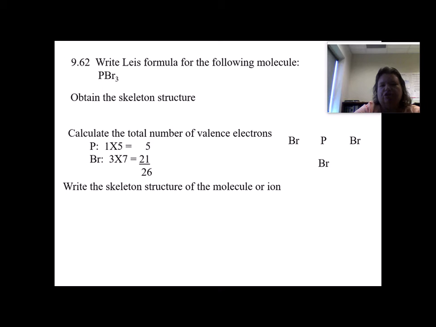Write the skeleton structure of the molecule, so that means I'm drawing bonds. Every time I use a bond, I use up 2 electrons. So I added 6 to bond each bromine to the phosphorus. I used up 6 electrons, which is going to leave me 20 electrons.